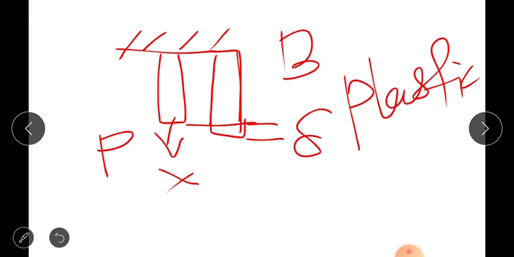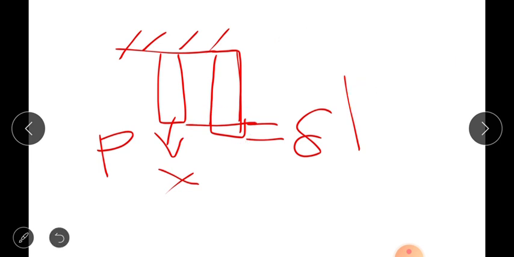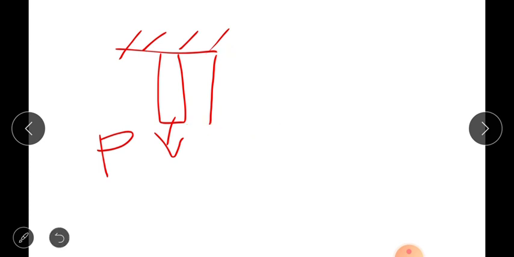Now at point D, we are applying the excess force, and because of that the maximum stress will develop in the material. Maximum stress will develop in the material before the fracture. That is nothing but the ultimate stress.